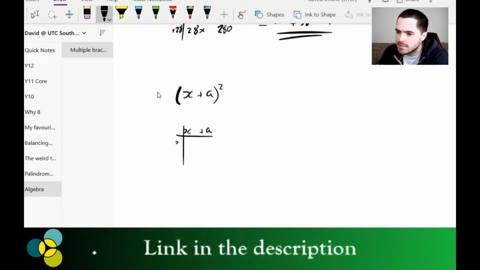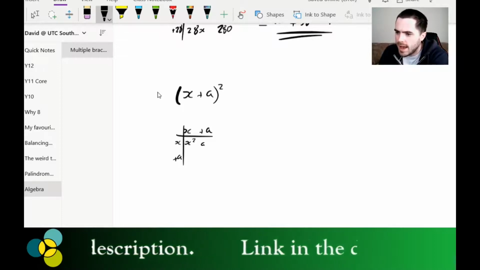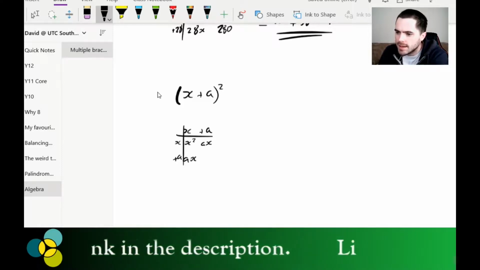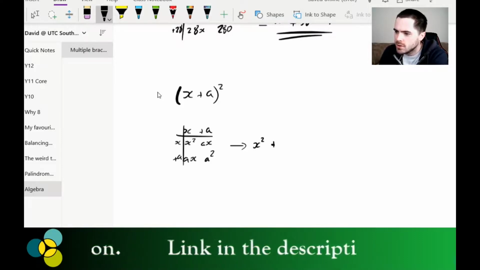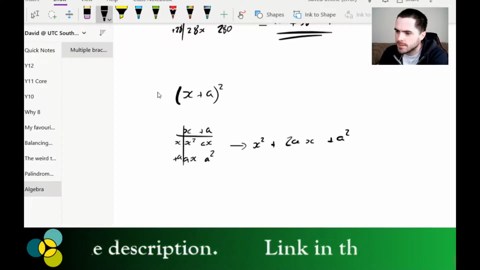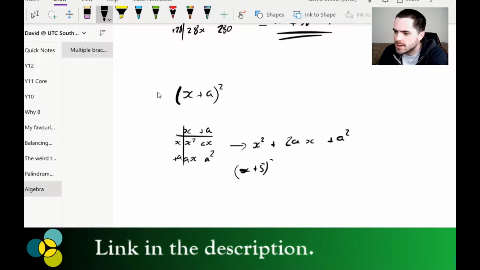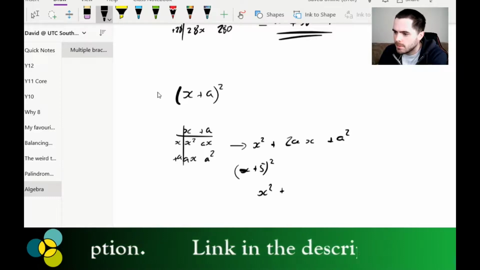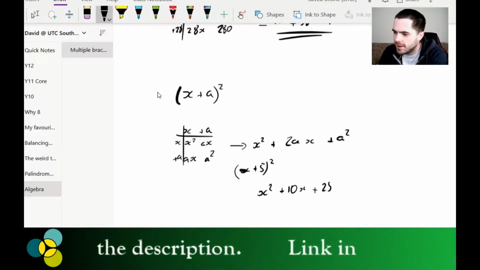Well, let's have a look at (x + a)(x + a). We'd get our x², we'd get an ax, we'd get another ax, and then we'd get a². Well, what does that mean? To cut the long story short, we would be left with x² + 2ax + a². When I mentioned (x + 5) a little moment ago, if we were to square that, then to get the number in the middle, we'd simply double this. x² + 5 times 2 is 10, and 5 squared is 25.